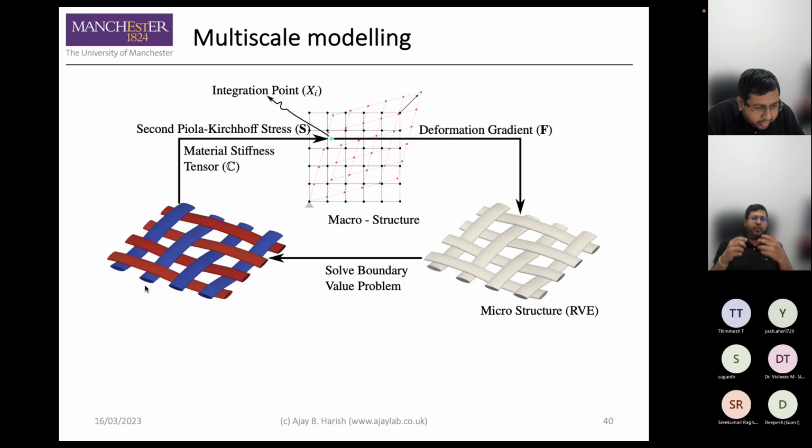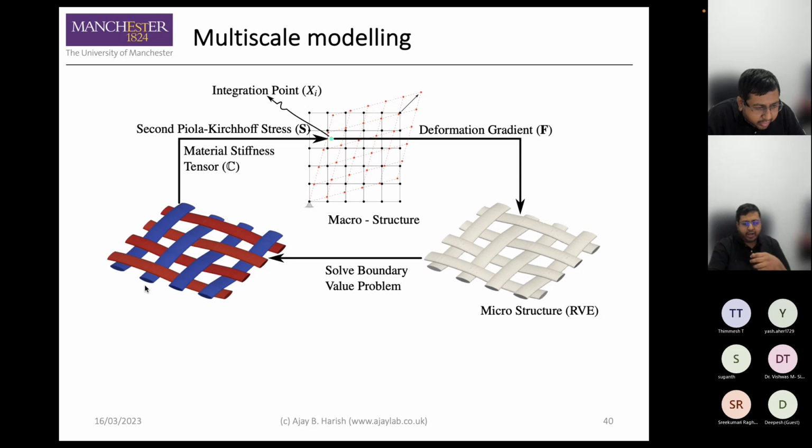So what we started out doing was, if you have a macro structure, can we go to every integration point, in a very simple FE square approach, take the deformation gradient at that point, apply it on your microstructural RVE, solve the problem, get the second Piola-Kirchhoff stress and the material stiffness from there, and give it back to the integration point at the macro scale.